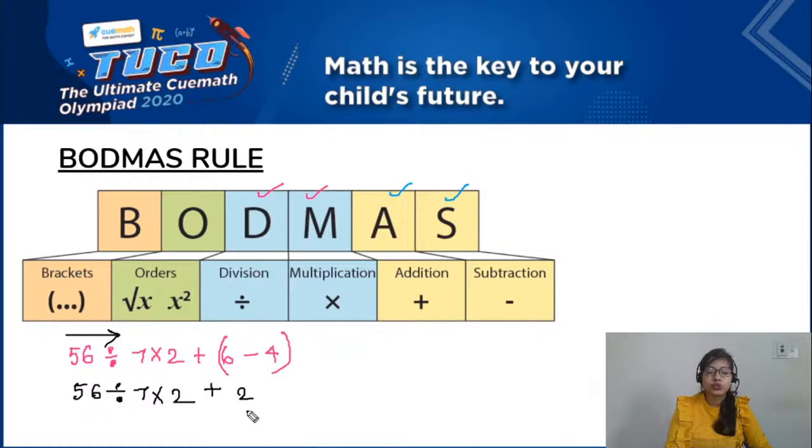6 minus 4 is 2. Okay. Now going ahead from left to right again, 56 divided by 7 gives us 8. So 8 times 2 plus 2. And then from here I could say 8 times 2 is 16. And then I have a plus 2, and this would give me an 18. Okay. I hope that was clear to all of you.